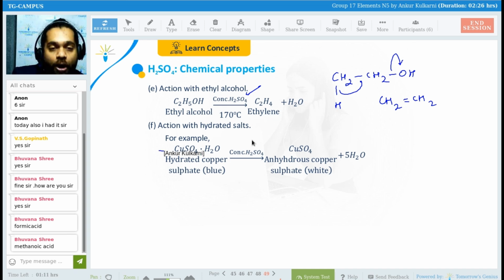Okay. Similarly, copper sulfate, look over here. Copper sulfate hydrate. Again, I have put H2SO4. H2O will be removed because your H2SO4 absorbs that water and gives you anhydrous copper sulfate. Anhydrous copper sulfate. Is it clear? Sajna, is it clear?